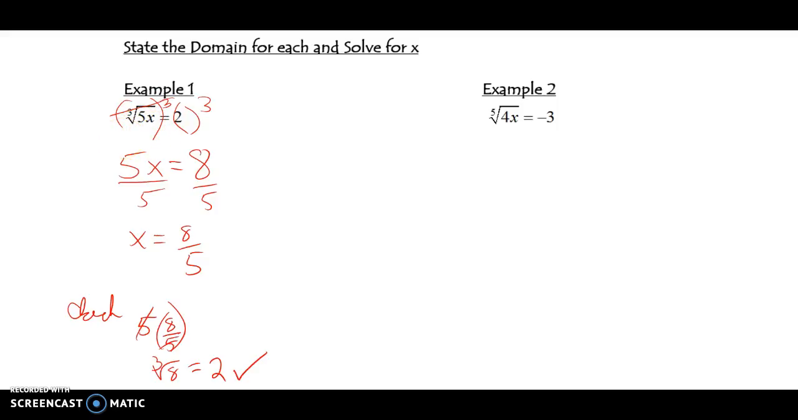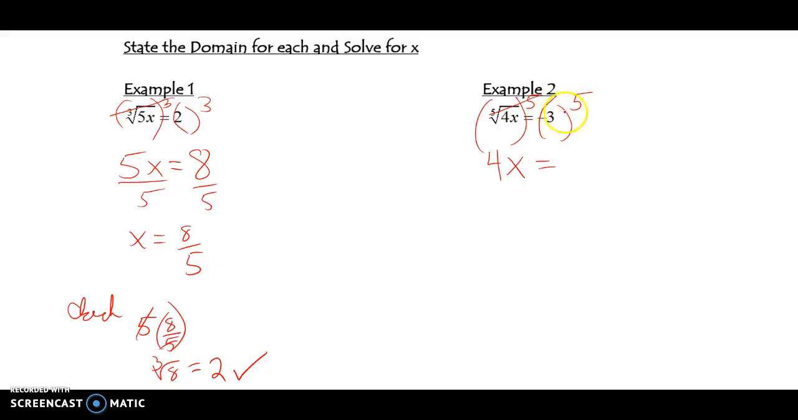Alright, example 2. Again, we're dealing with an odd root, so the fact that we have an odd root and a negative answer is okay. That can happen. So we're just going to undo the fifth root with a fifth power. Whatever we do to one side, we're going to do to the other. So this fifth power will undo that fifth root. We're left with the quantity 4x.